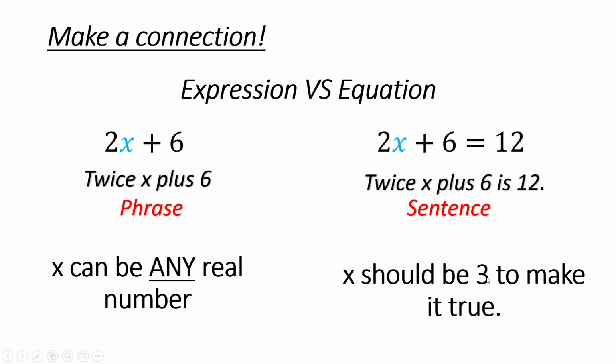So, for example, what if we replace x with a 1? 2 times 1 is 2, plus 6 is 8, in which 8 is not equal to 12. The only number that will make it true is 3, because 3 times 2 is 6, then 6 plus 6 is 12.